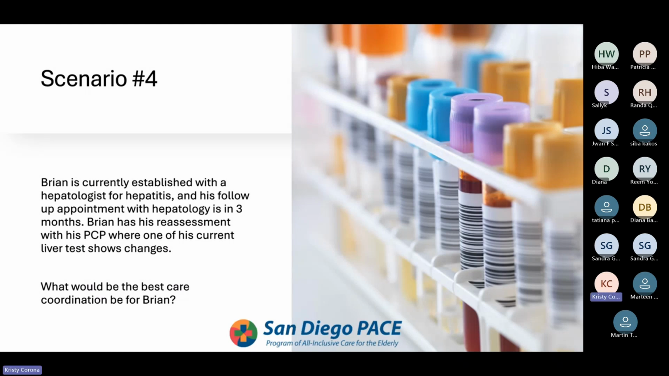Now, in this scenario, Brian is currently established with a hepatologist for hepatitis. His follow-up with the hepatologist is in 3 months. But Brian has a reassessment with his PCP, and one of his liver tests is showing changes. What do you think the best care coordination should be for Brian?